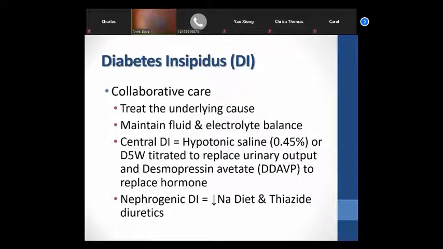But once again, pitressin, that would be somebody in the ICU who would get that IV, because the intake and output has to be extremely, extremely closely monitored. DDAVP can be given outside of a critical care setting, but it's the urine output that really has to be closely monitored. Nephrogenic DI, you're looking at a low sodium diet as well as thiazide diuretics.